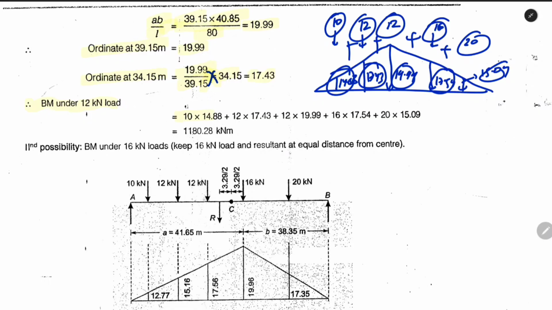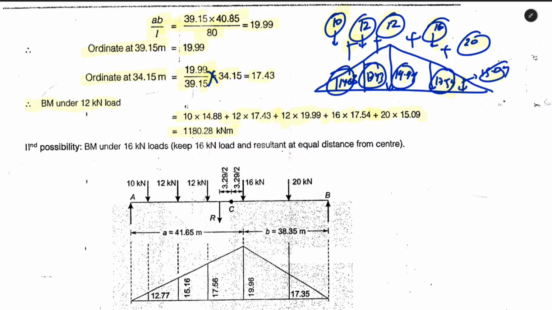So 10 into 14.88 plus 12 into 17.43 plus 12 into 19.99 plus 16 into 17.54 plus 20 into 15.09, and this value is 1180.28 kilonewton meter. Now this is from our possibility 1.